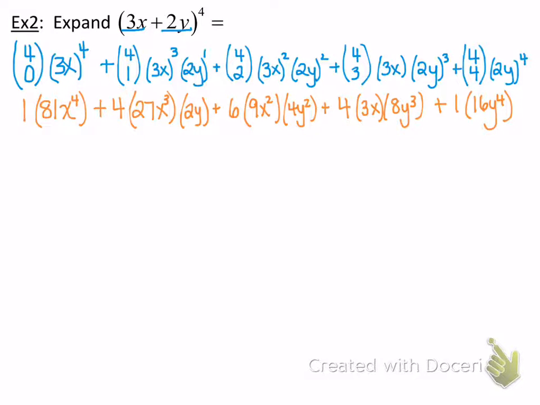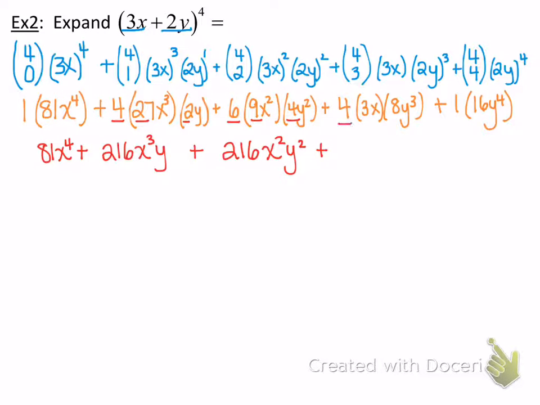So let's simplify. The first term stays 81x to the 4th, plus, all right, we're going to do 4 times 27 times 2, which is 216, and then I'm just going to put my variables together, x to the 3rd y, plus 6 times 9 times 4, which is also coincidentally 216, x squared y squared, plus 4 times 3 times 8 is 96, x y to the 3rd, and then plus 16y to the 4th.